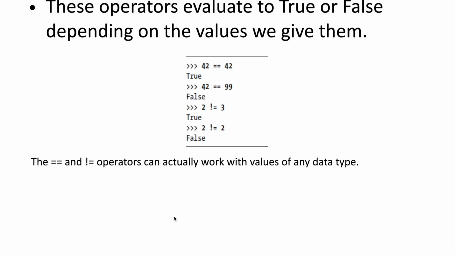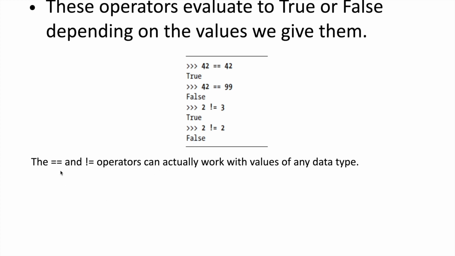So these are just examples. 2 not equal to 3? Yes, true. 2 not equal to 2? No, false. See, all the comparison operators are used between two values, and the result is a Boolean value, that is either true or false.